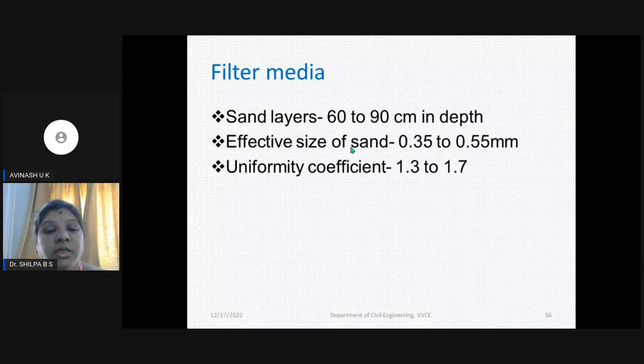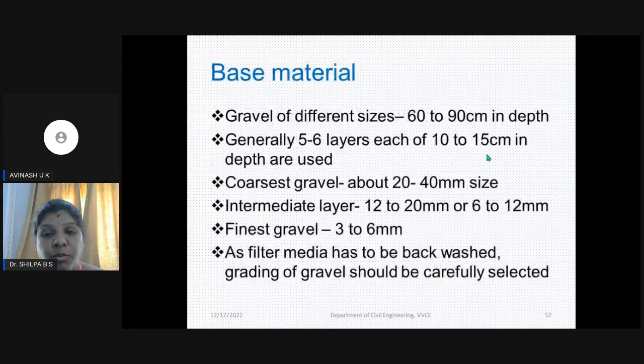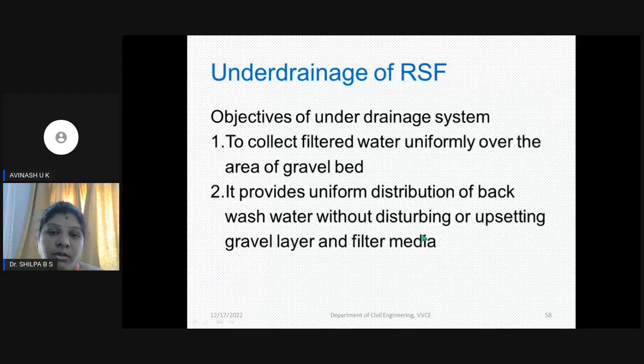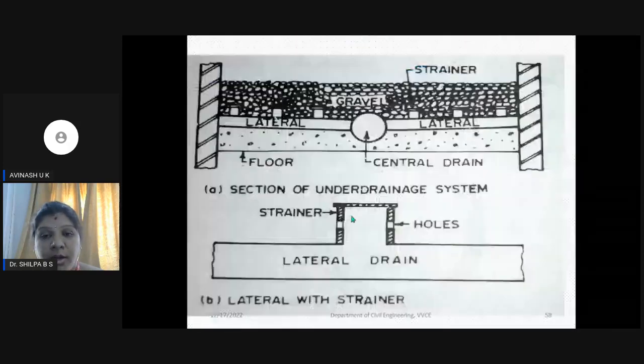This is the size of the sand that we are using. Sand layer depth will vary from 60 to 90 centimeters. Effective size is 0.35 to 0.55 mm. Uniformity coefficient is 1.3 to 1.7. These are the details of the base material used in the rapid sand filter. The under drainage is used mainly to collect the filtered water uniformly and to provide uniform distribution of backwash water. So for that purpose we need to have an under drainage system.